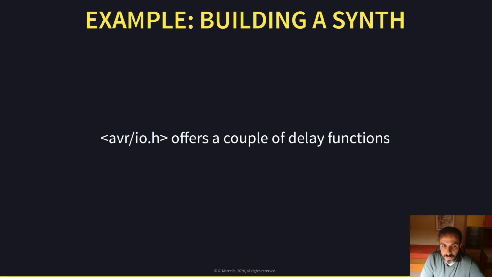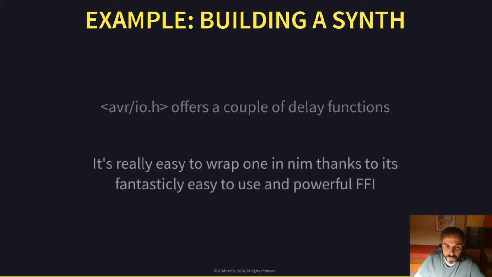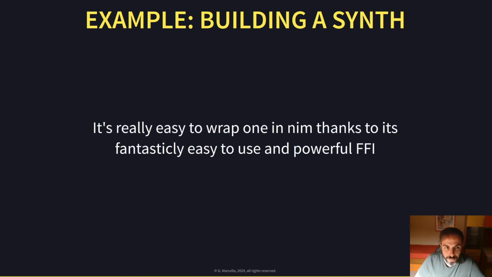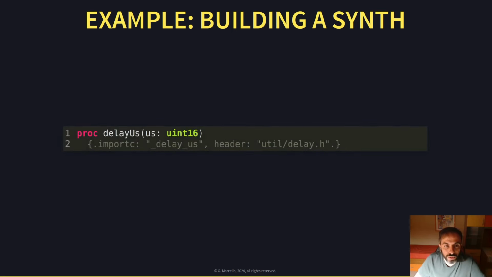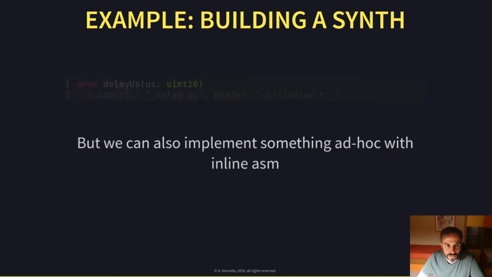So avr/io.h in avrlibc offers a couple of delay functions, which we kind of need now. And it's really easy to wrap those in a Nim procedure, thanks to its fantastic, powerful foreign function interface. You would just do it like this. You define the procedure, just the signature, and you do importc with the name of the function in C, and the header where it's found. And it's as easy as this. You can just use this.